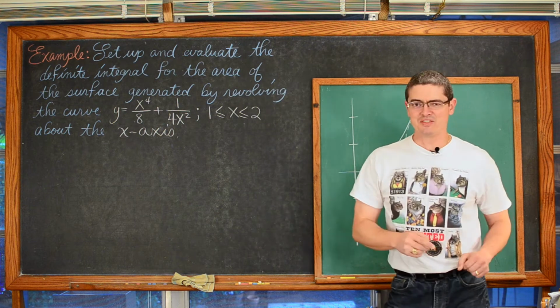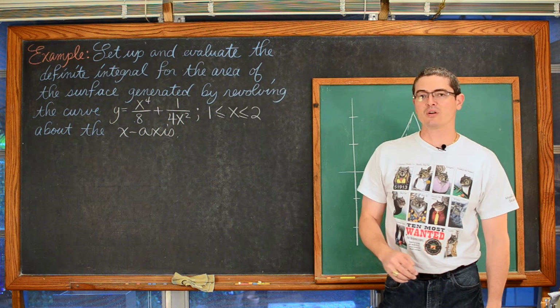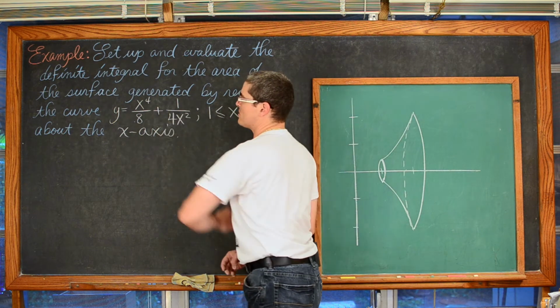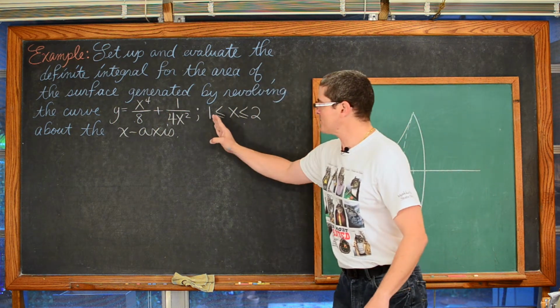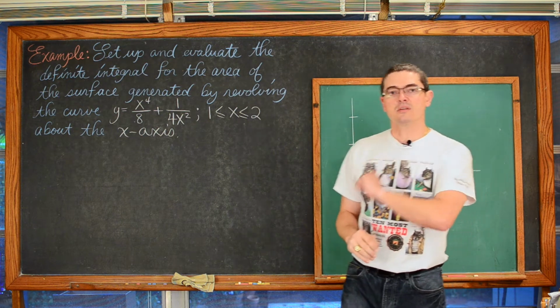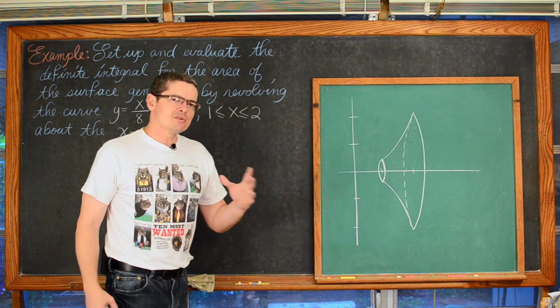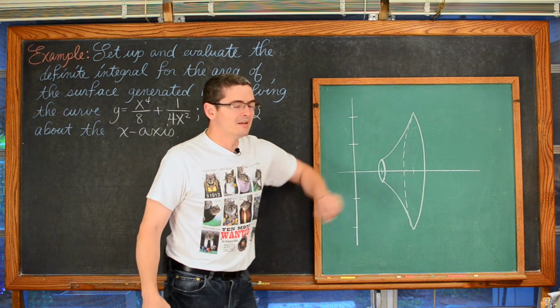Set up and evaluate the definite integral for the area of the surface generated by revolving the curve y equals x to the 4th over 8 plus 1 over 4x squared on the closed interval from 1 to 2 about the x-axis. And the surface of revolution is going to look something like this.